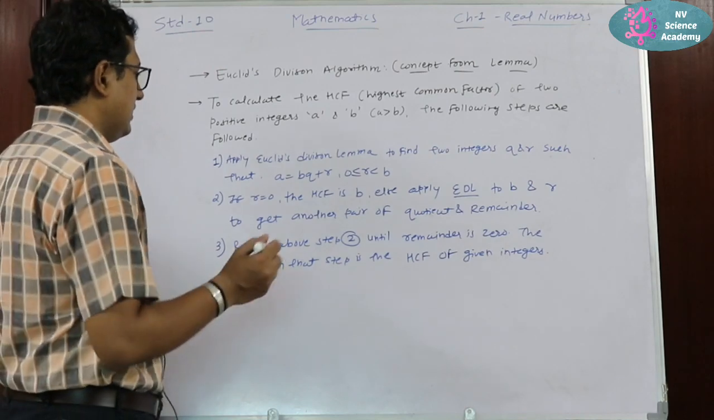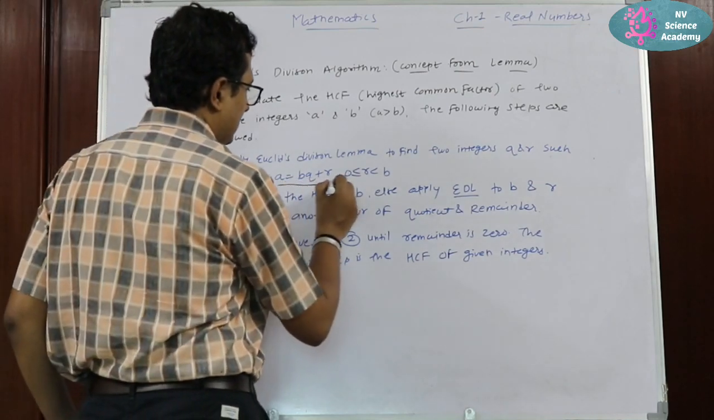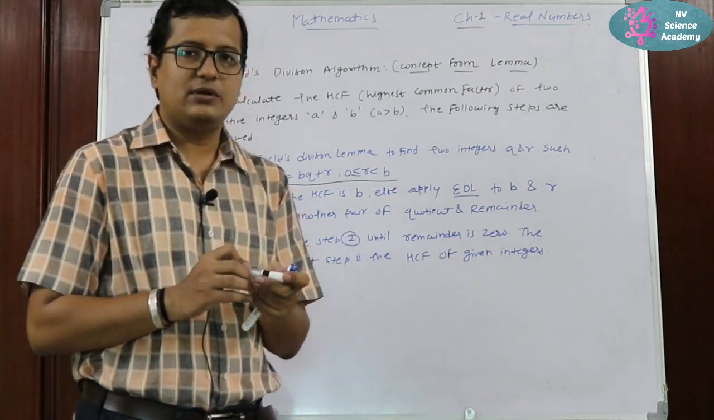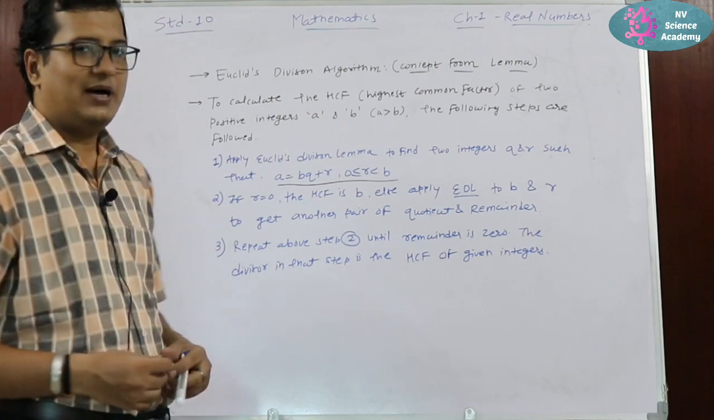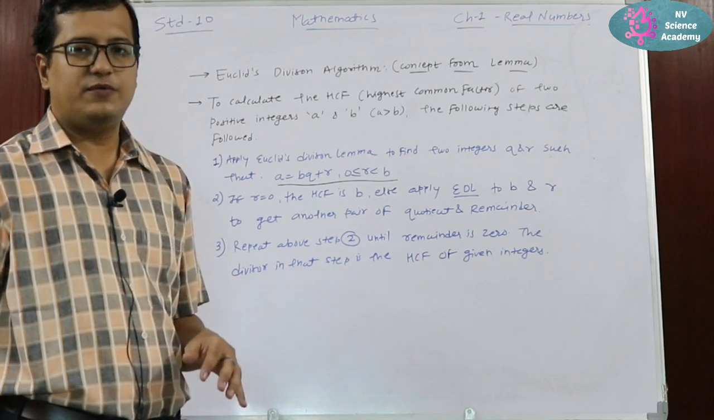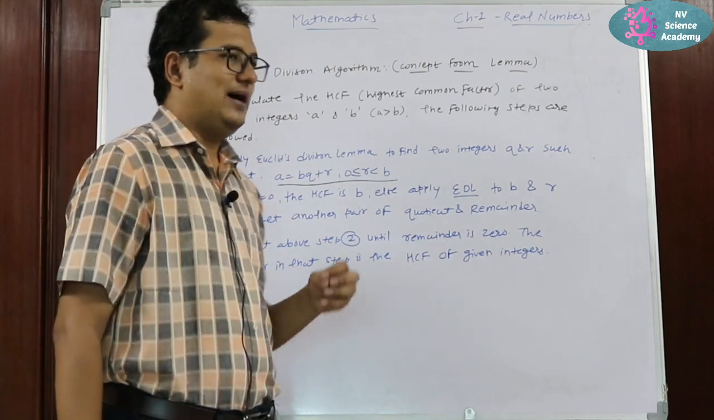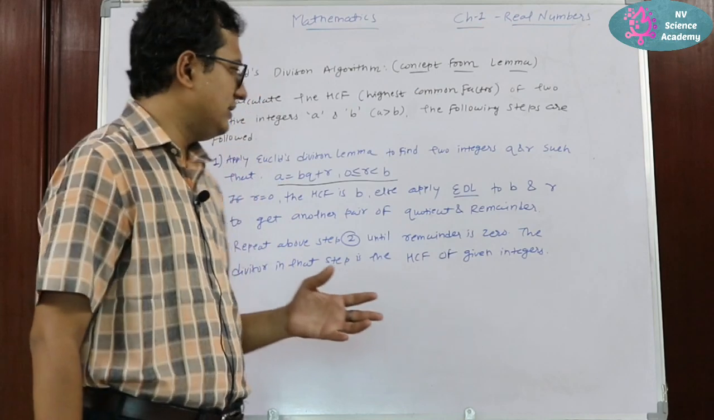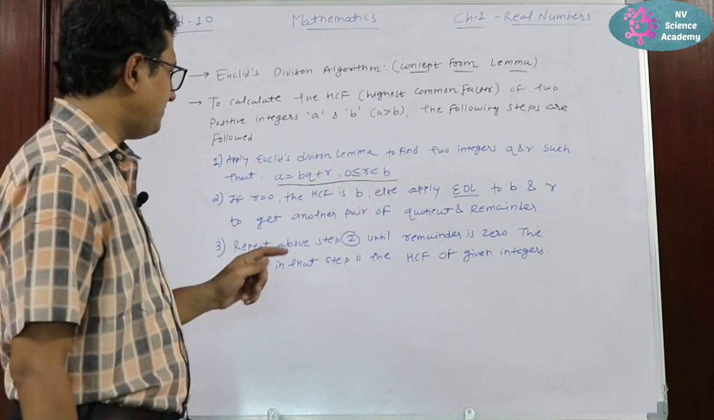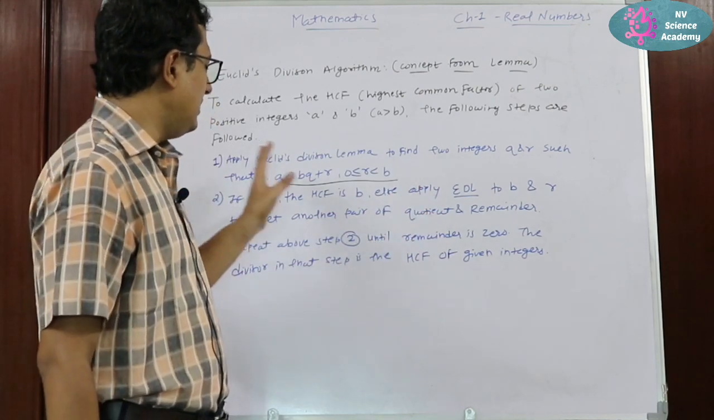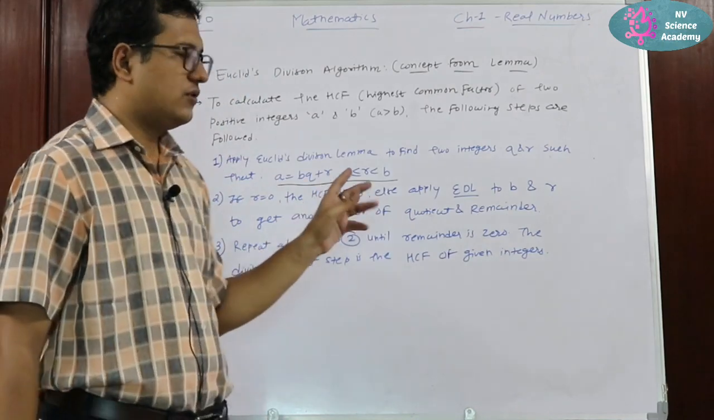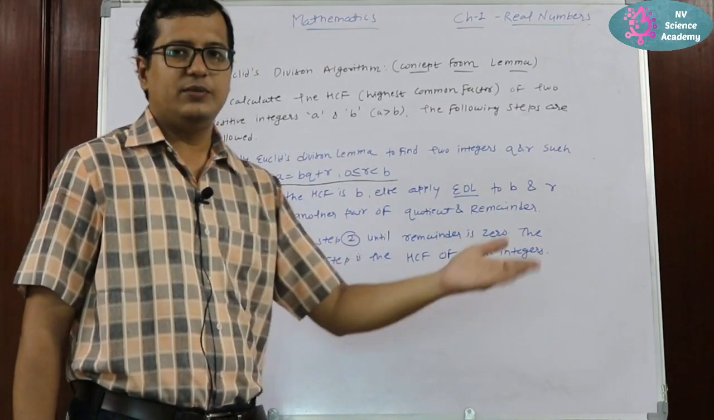You can see that this is nothing but the Euclid's division lemma, so it is very similar. Step 2: if r is equal to 0, the HCF is b. That means if you find r is equal to 0 in the first step, then b is the HCF of the given pair. Else apply EDL, Euclid's division lemma, to b and r to get another pair of quotient and remainder. That means you have to continue the process.